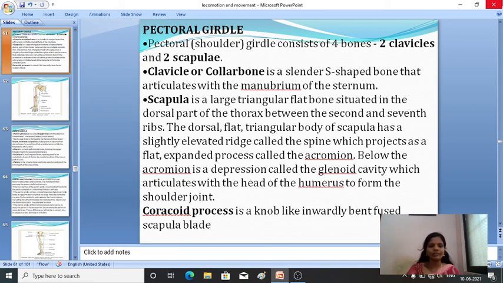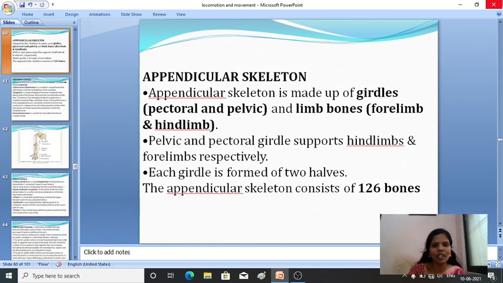Okay, pectoral girdle. The pectoral girdle is made up of 4 bones. Later on, you just have to keep in mind the types of bones, how many are present, the total number of bones, and their names and functions. So the pectoral girdle consists of 4 bones, 2 clavicles and 2 scapulae. Clavicles are commonly called collar bones. The appendicular skeleton includes the pectoral girdle, pelvic girdle and limbs.